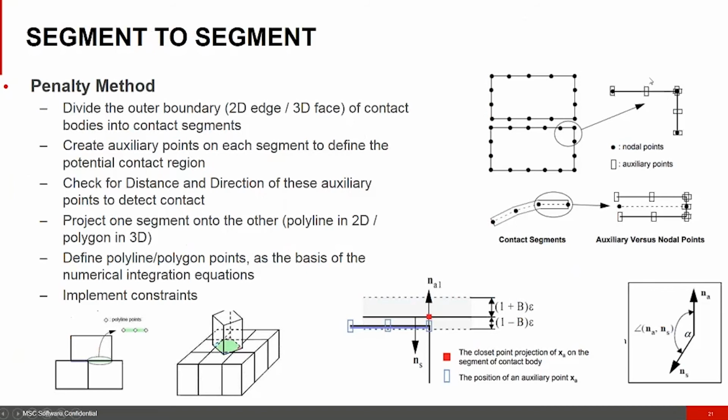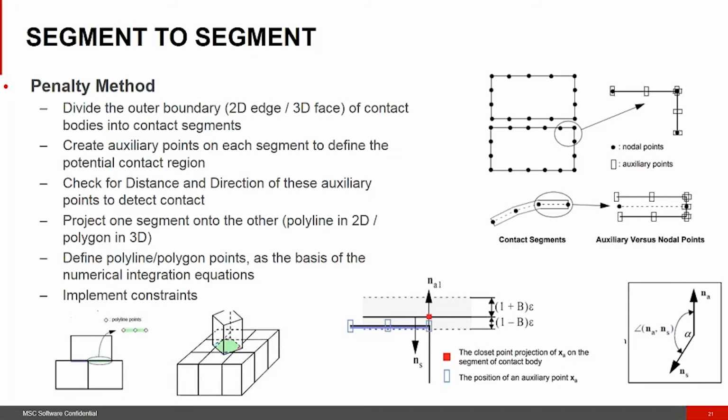And these points are going to be checked for a distance check, where the distance is defined, it's kind of like a distance tolerance, and for a normal check to make sure that the normal is more than some value. So I think the default is 120. Once it passes this check, it's going to project these segments into polylines for the 2D or polygons in the 3D, and then it's going to create some points on those polygons, and it's going to create the projection and detect and create the constraints between those polygon points.